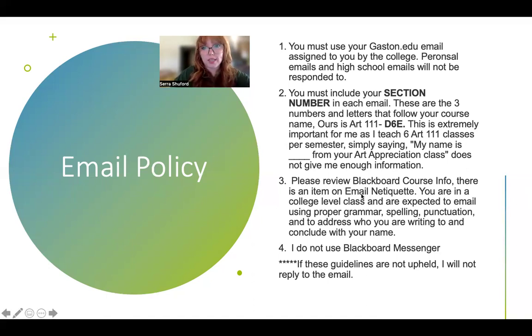There's also a little policy in our course info about email netiquette, and I would highly recommend, if you are not used to sending emails, to review that, so that you can be sure that you're using proper grammar, spelling, punctuation, addressing properly who you are writing to. This helps me to more quickly and efficiently give you a response, but also to prepare you for having to email if you're in high school or looking for jobs. This prepares you for sending professional emails that are not like text language. We don't want text language. We want it to be formal or formal-ish.